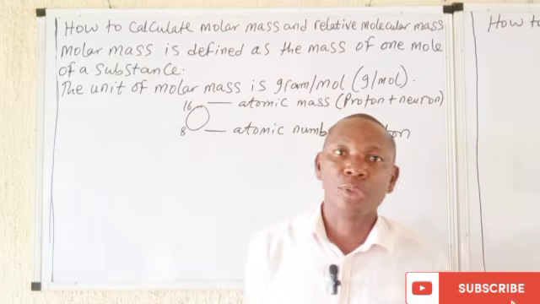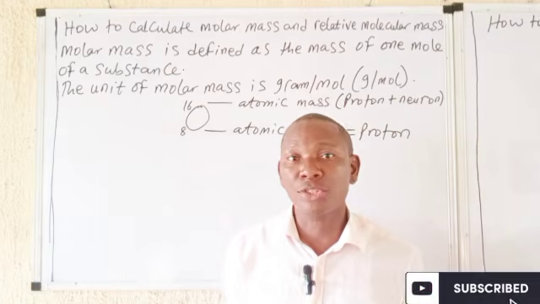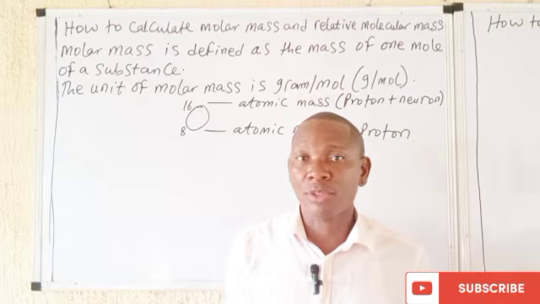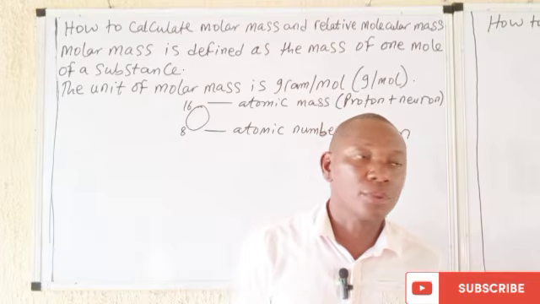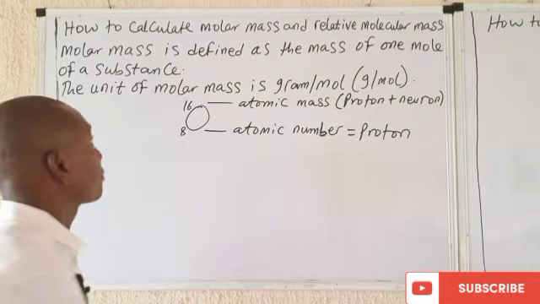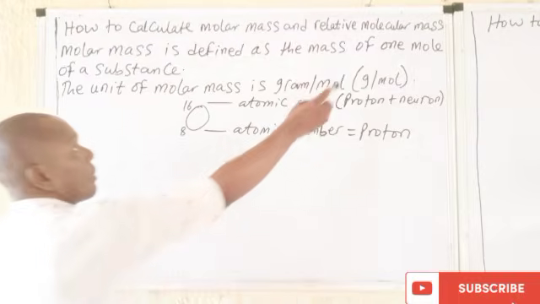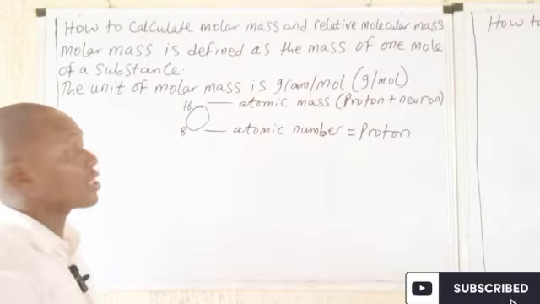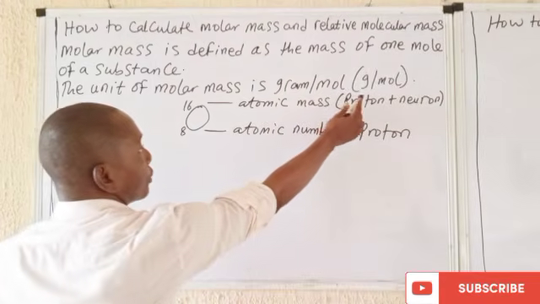Now let's start with how to calculate the molar mass. Molar mass, as you know, is the mass of 1 mole of any substance, or of a particular substance. Now let's take a look at this. As I said earlier, the molar mass is the mass of 1 mole of a substance, and the unit of molar mass is actually gram per mole.